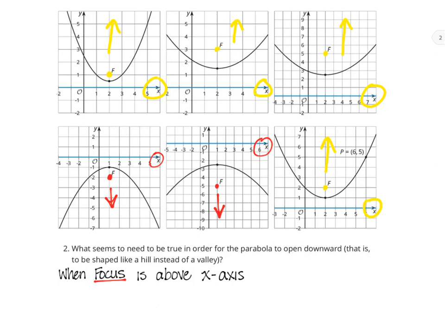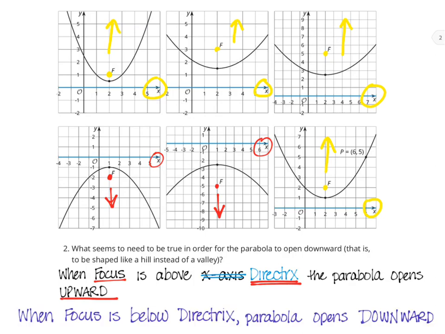If you look here, once again, the focus is below the directrix and it opens down. And the last one, the focus is above the directrix and it opens upwards. So when the focus is above the x-axis, well, yes, in each one of these it says x-axis, but in our problem, the x-axis is the directrix. That's not always true. Just for these 6, they put the directrix, every single one of them, on the x-axis. But it's not about it being the x-axis, it's about it being the directrix. So when the focus is above the directrix, the parabola opens upward. And when the focus is below the directrix, the parabola opens downward.